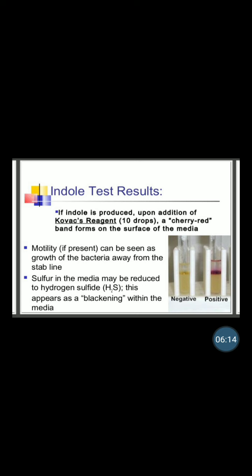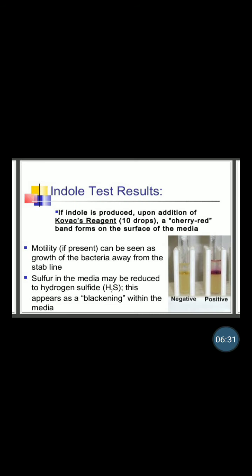The motility, if present, can be seen as growth of bacteria away from the stab line. Then the sulfur in the media may be reduced to hydrogen sulfide, that is H2S, and this appears as a blackening of the media. Here we can see this test.